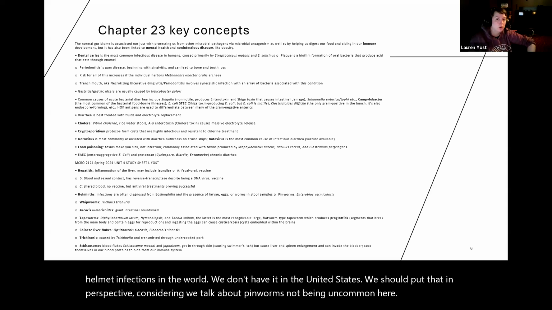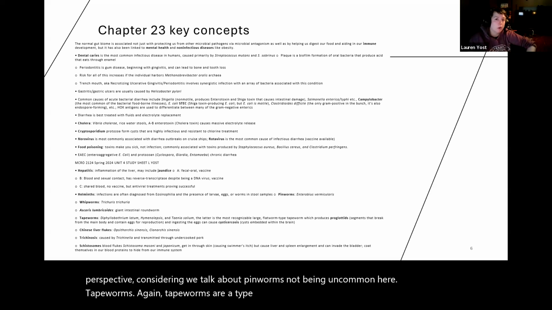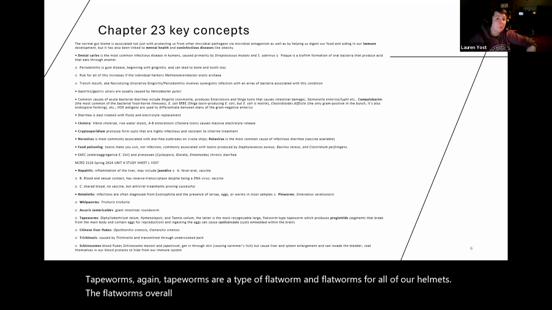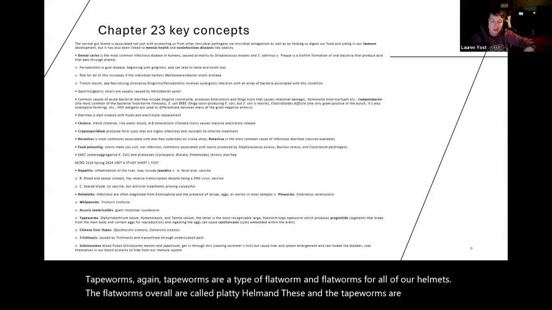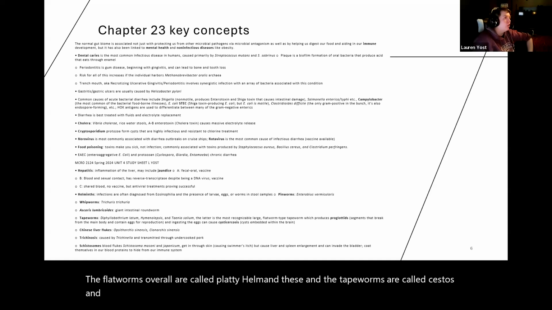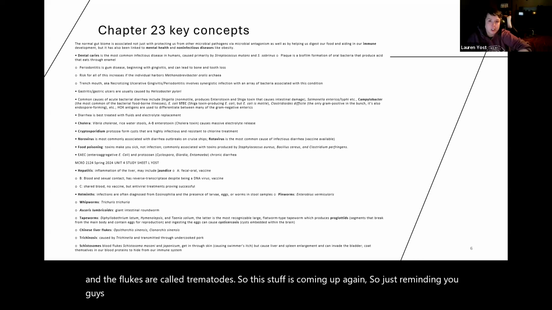Tapeworms, again, tapeworms are a type of flatworm, and flatworms, for all of our helminths, the flatworms overall are called platyhelminthes, and the tapeworms are called cestodes, and the flukes are called trematodes. So you know this stuff is coming up again, so just reminding you guys. So our tapeworms are cestodes.